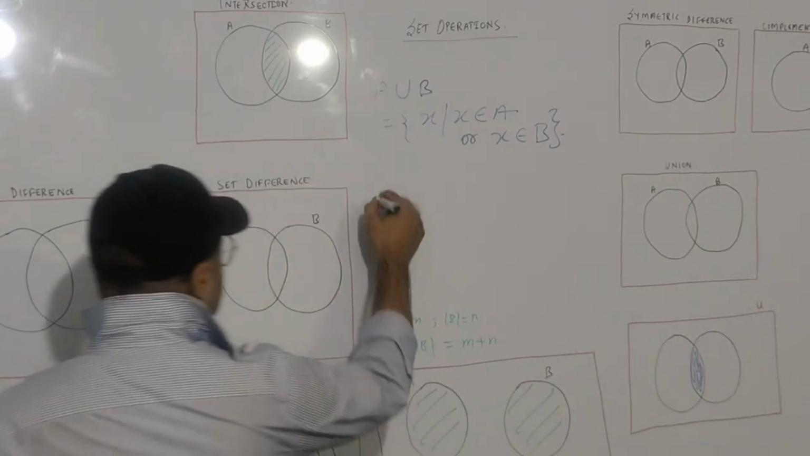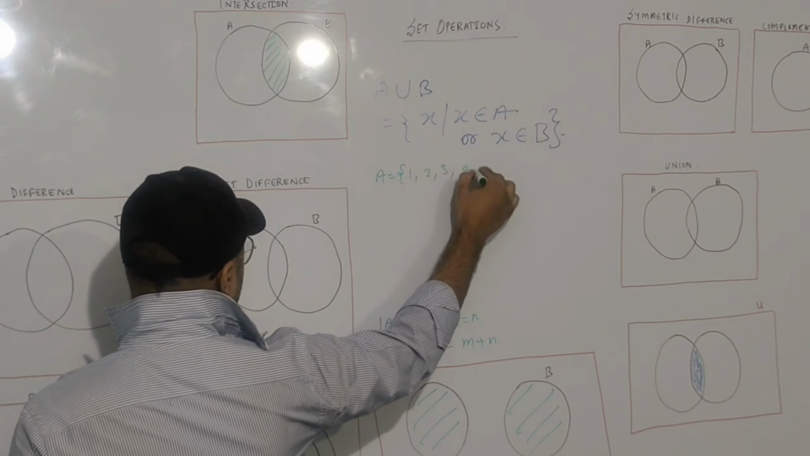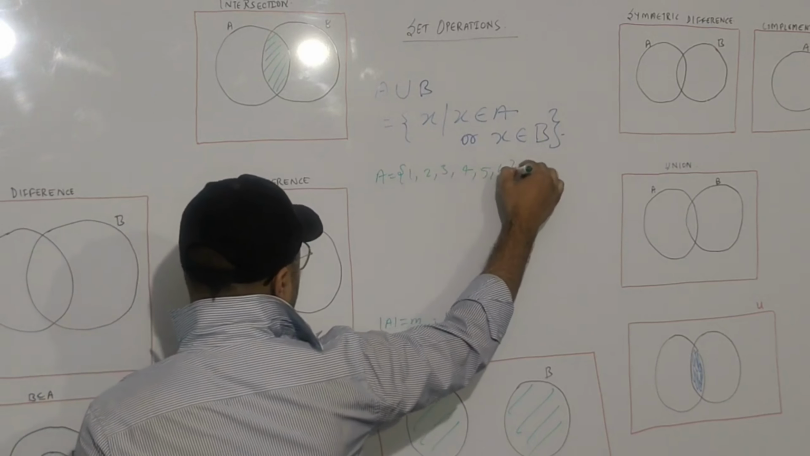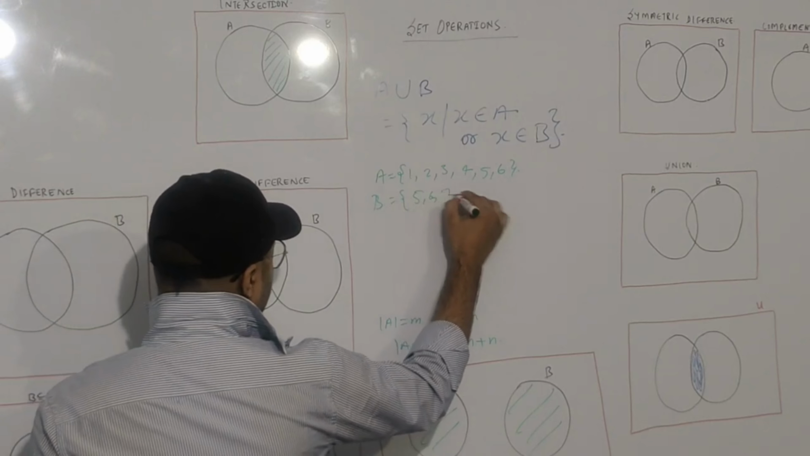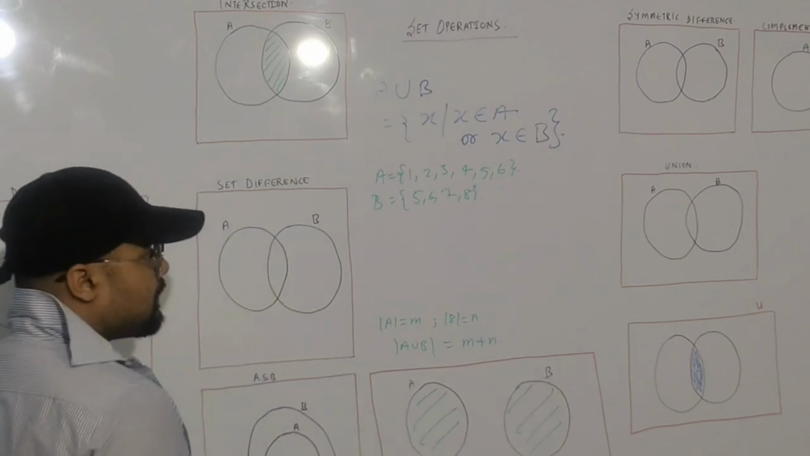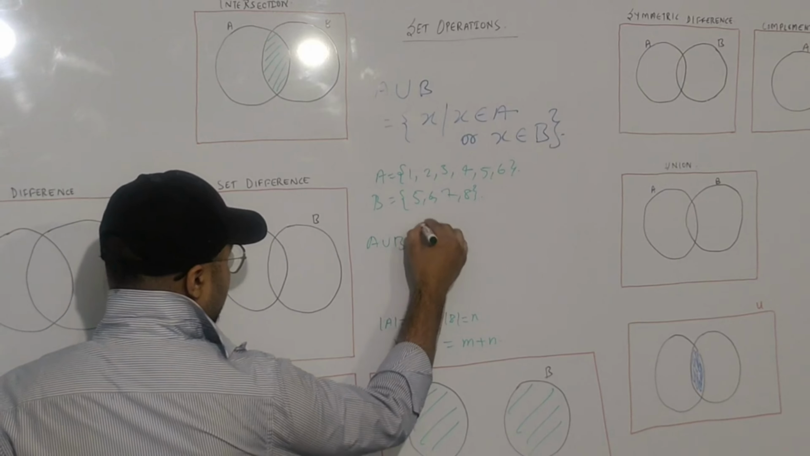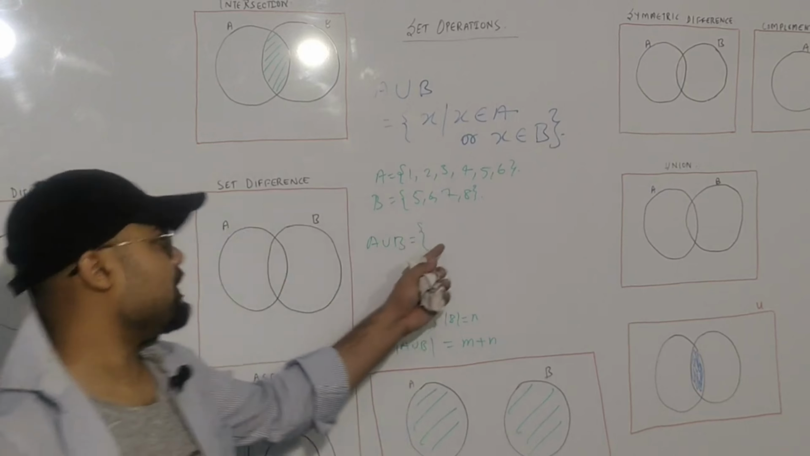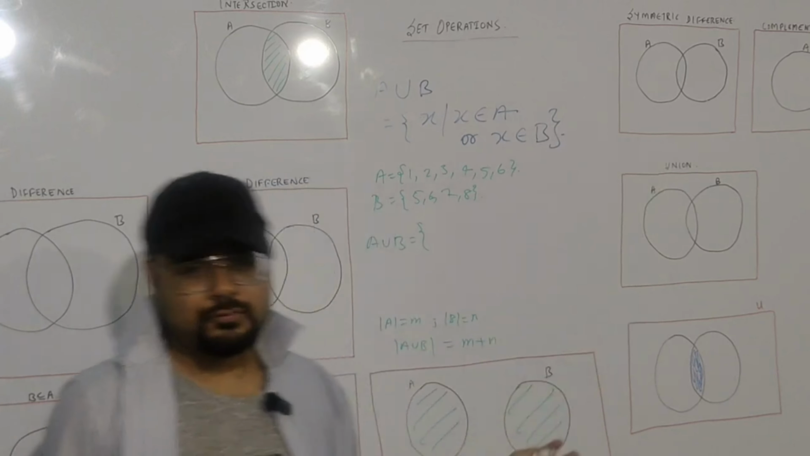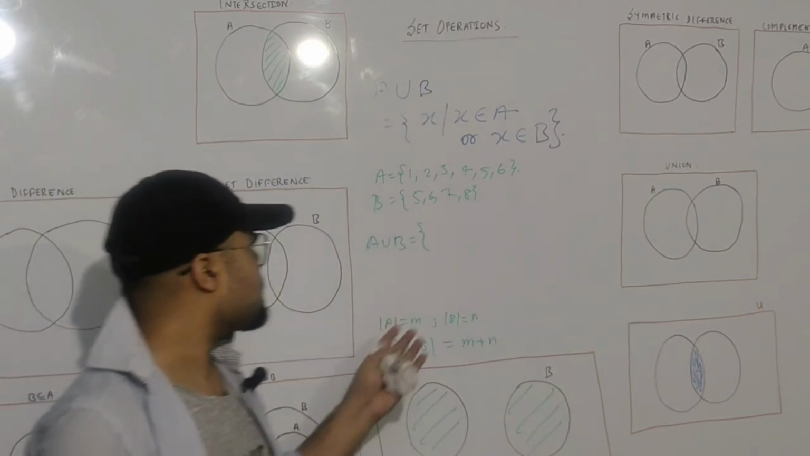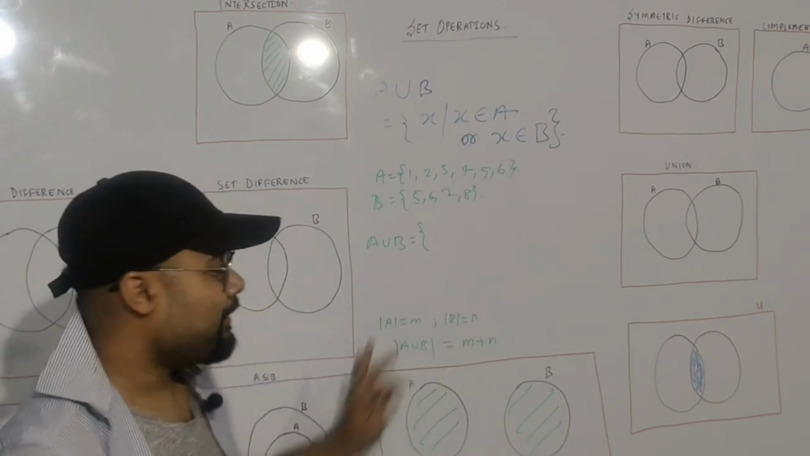Let's say A is 1, 2, 3, 4, 5, 6 and B is 5, 6, 7, 8. Then what will be A union B? A union B means every element from A and B. So you can just directly write the elements of A and B. Of course, the order does not matter, so you can reshuffle if you want. But the elements are from A and B.